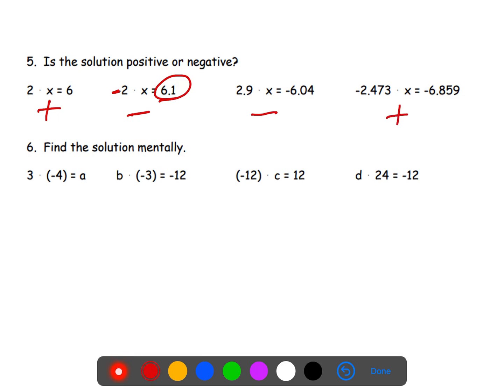Okay. Now, finally, we've got some more examples here. It says find the solution mentally, and I would like you to just take a second to do that. Use the rules that we just reviewed and talked about with multiplication. Go ahead and do that, find those values, and then check the answers in the notes to follow.